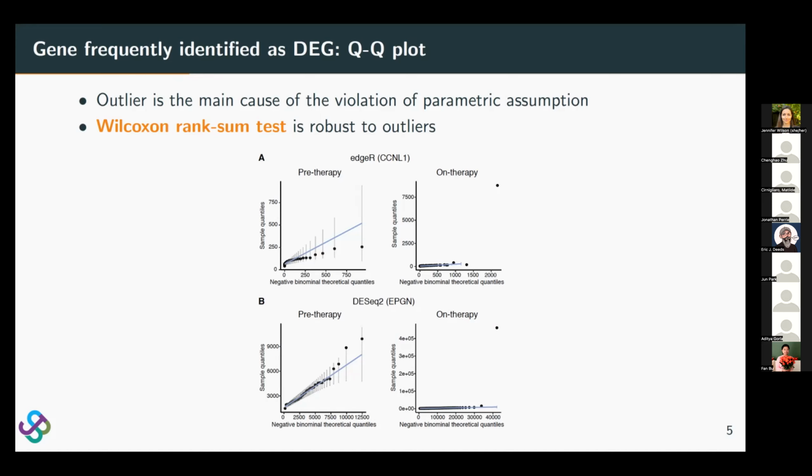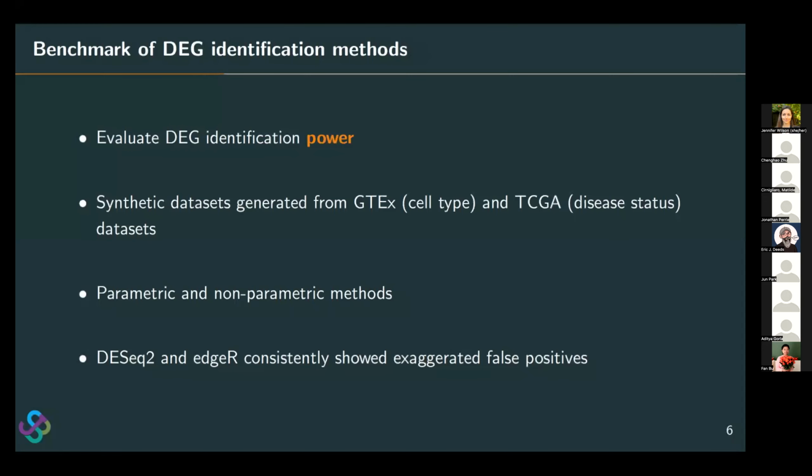And to further verify this idea, we designed some more comprehensive synthetic datasets to benchmark different DE identification methods. In our previous analysis, we only focused on the number of false positives, but this time we also want to evaluate the power of different DE identification tools. We generate synthetic datasets from both GTEx and TCGA datasets. In particular, in GTEx, we do differential analysis between two cell types, and in TCGA datasets, we do differential analysis between different disease status.